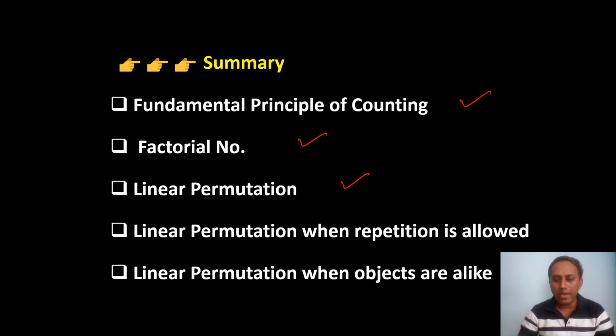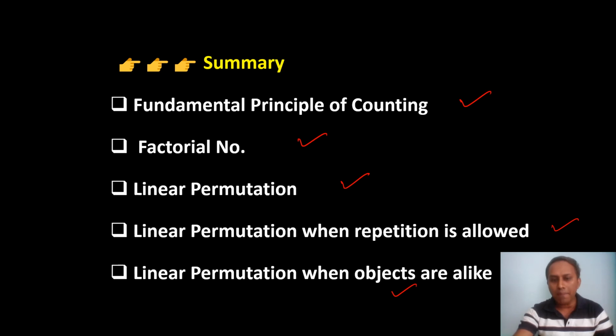Next, linear permutation when repetition is allowed. So what happens when repetition is allowed? How do you solve those questions? And last, linear permutation when objects are alike. That is like those examples, the word LOSS. And how do you solve those questions? So all concepts are clear now.